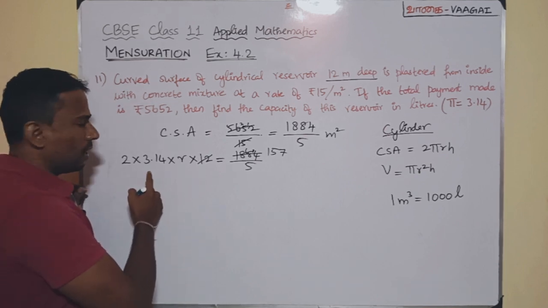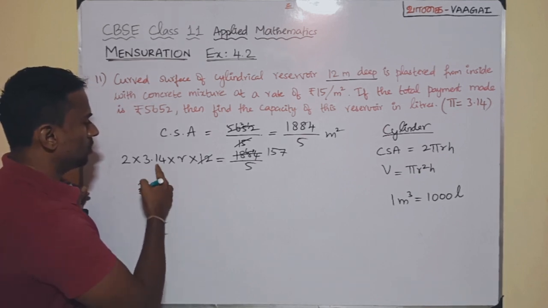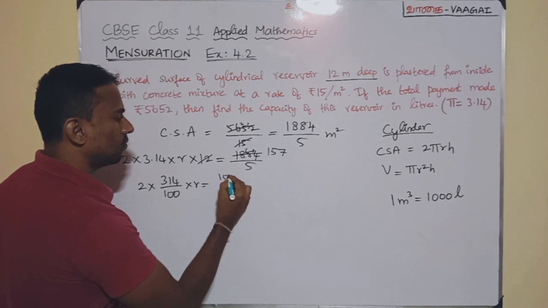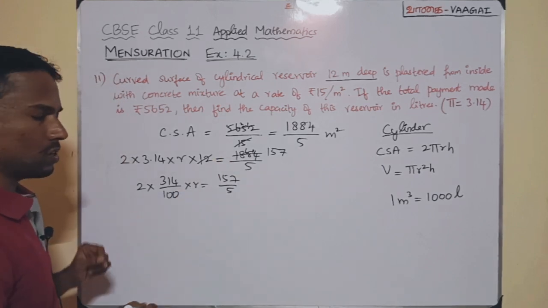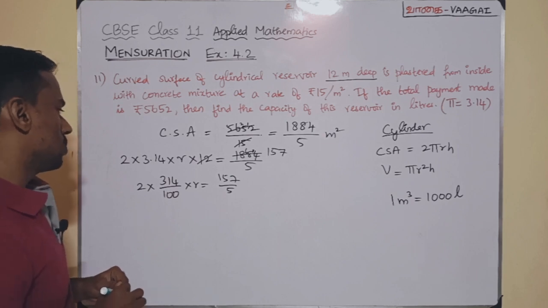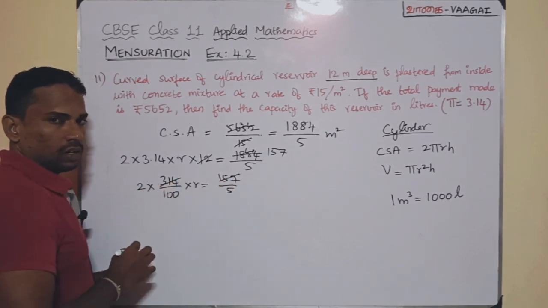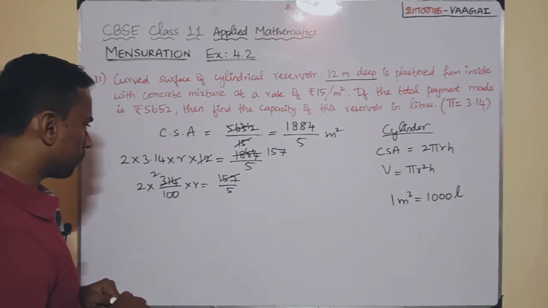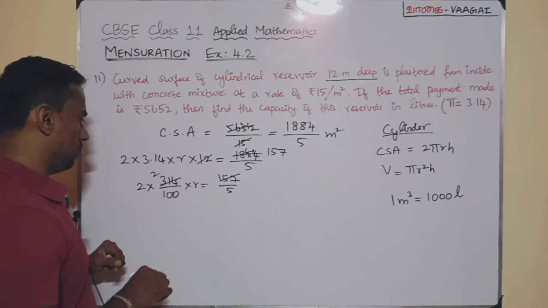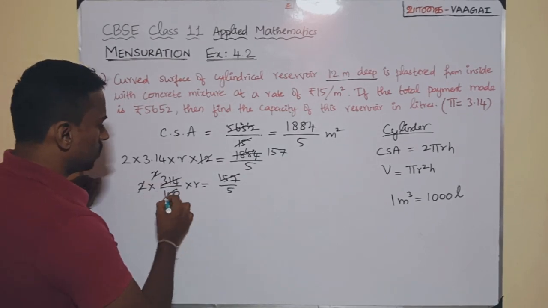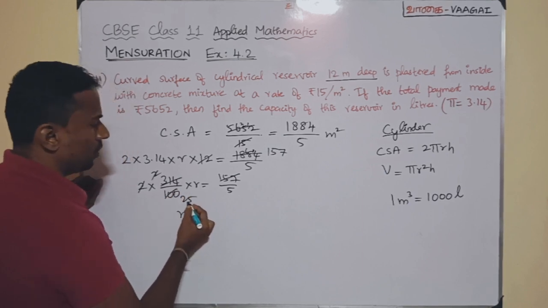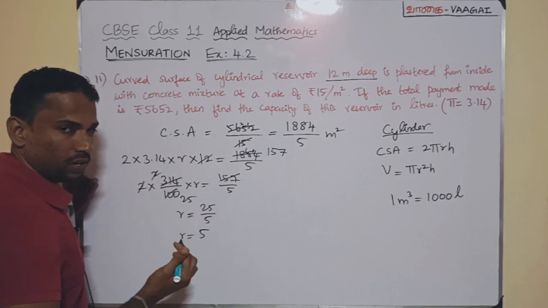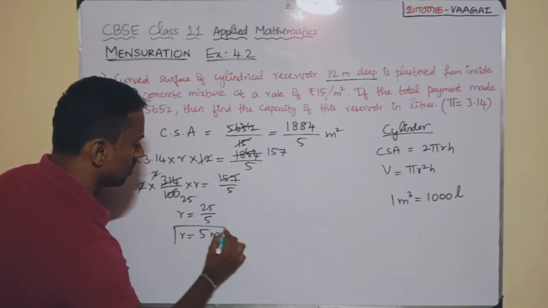Now my left hand side is 2 into 314 by 100 into r, and my right hand side is 157 by 5. I can easily solve this by looking at the numbers, we can guess it. I can cut 157 and 314 exactly 2 times. Then 2 and 2, this is 25 times. So r is equal to, bringing this 25 to the other side, 25 by 5, which is 5. So successfully we got the radius. The radius is 5 meters.